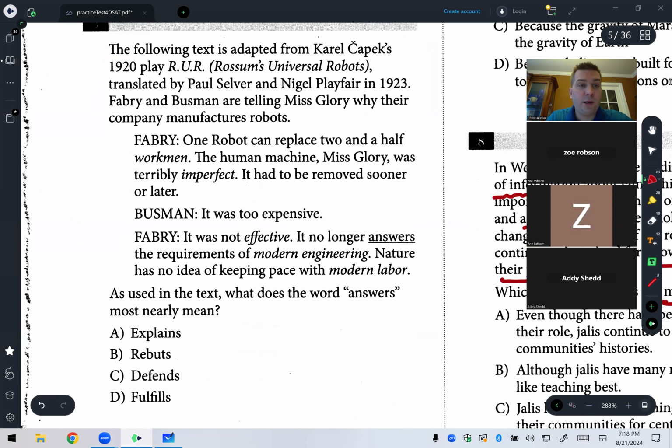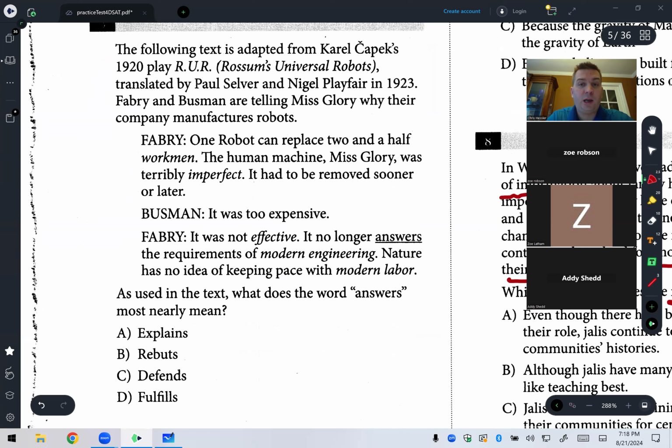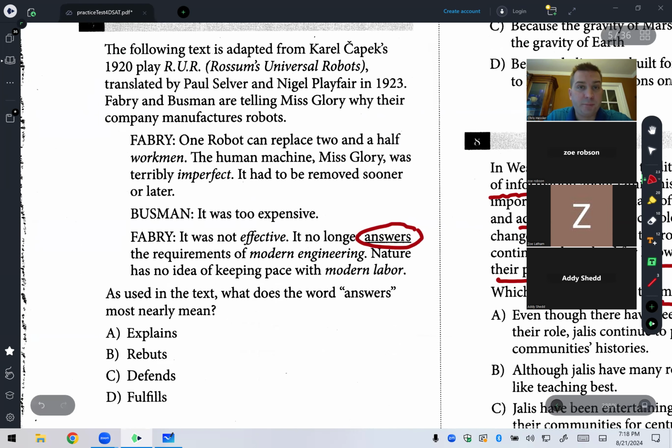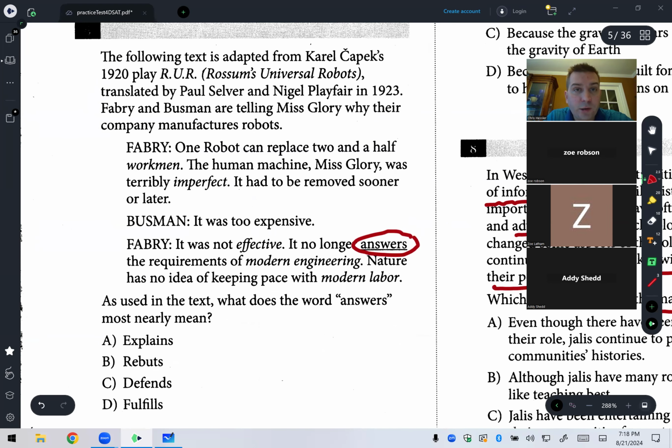All right, so here we have a tiny little excerpt from a play, and they ask us, what does this word answers most nearly mean based on the play? All right, so this is a play, Rossum's Universal Robots. Fabry and Busman are telling Miss Glory why their company manufactures robots.